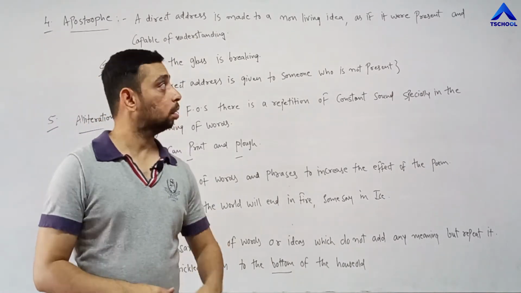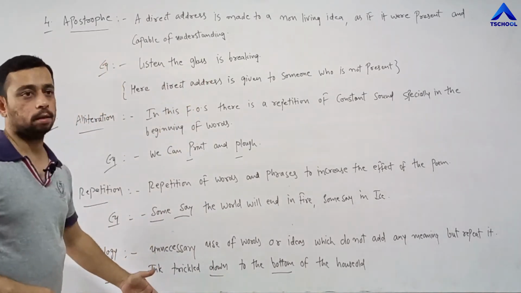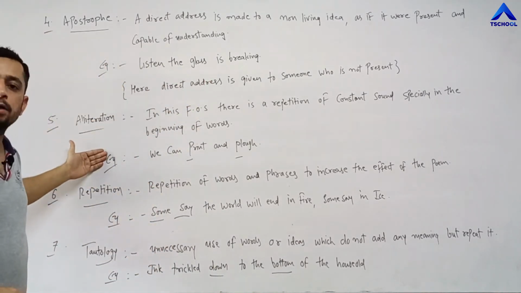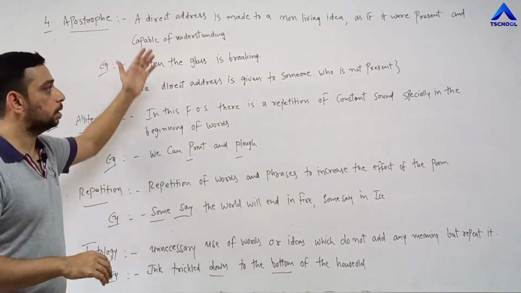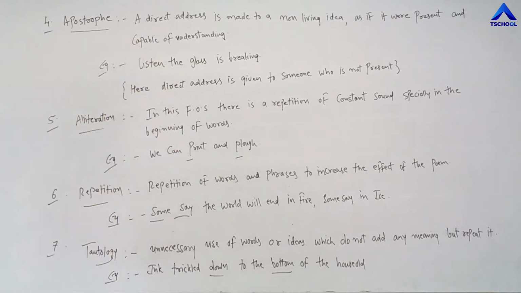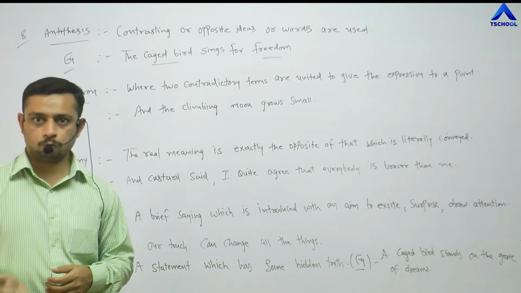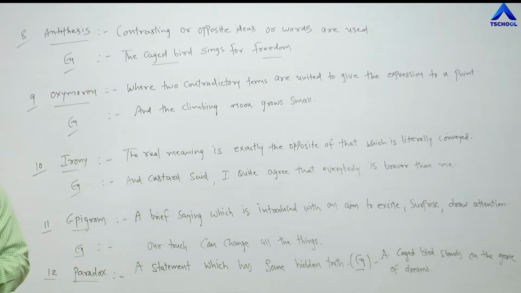Right? I hope the concept is clear. That is apostrophe, alliteration, repetition, and tautology. Please make a note. We are moving towards the next figure of speech, that is number 8, that is antithesis. What is antithesis?